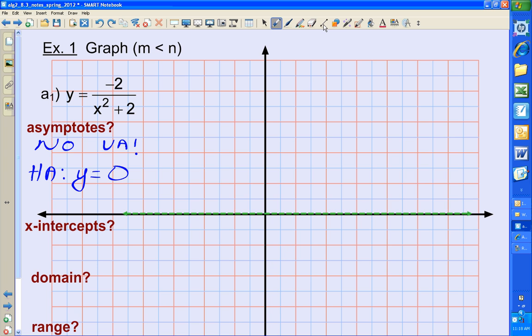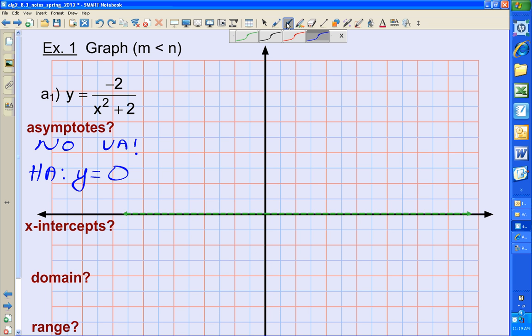Okay? How about the x-intercepts? Too much thinking. Wait, x-intercepts. Robert, no, there aren't any. You got a y equals 0 horizontal asymptote. There's no way, no how. How do you find the x-intercepts? You set the top equal to 0. What value of x makes negative 2 equal 0?